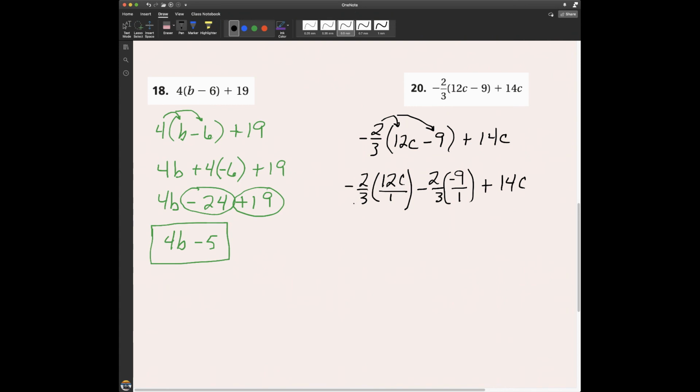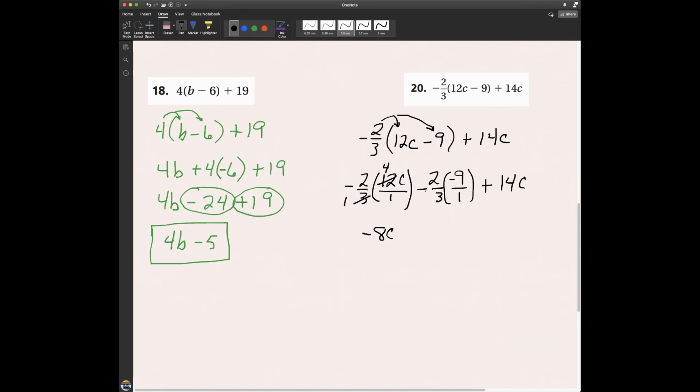The 3 and the 12 I can cancel. That becomes 1. That becomes 4. And I have negative 2 times positive 4. Negative times positive is negative. So I have negative 8. Don't forget the variable, 8c. And remember, in the denominator, it's just 1 times 1. So negative 8c divided by 1 is just negative 8c.